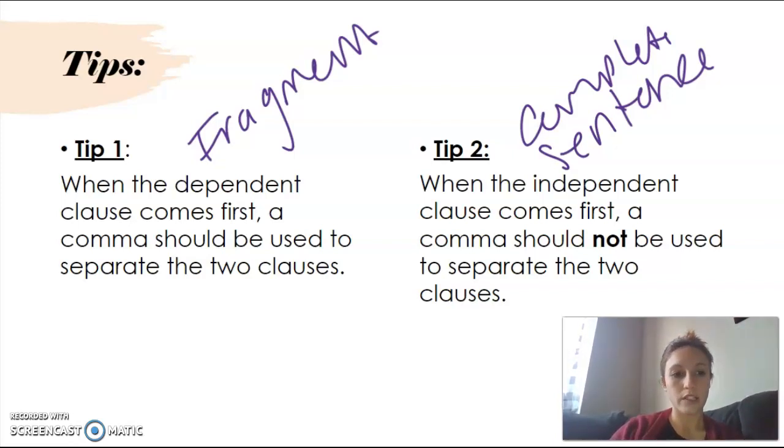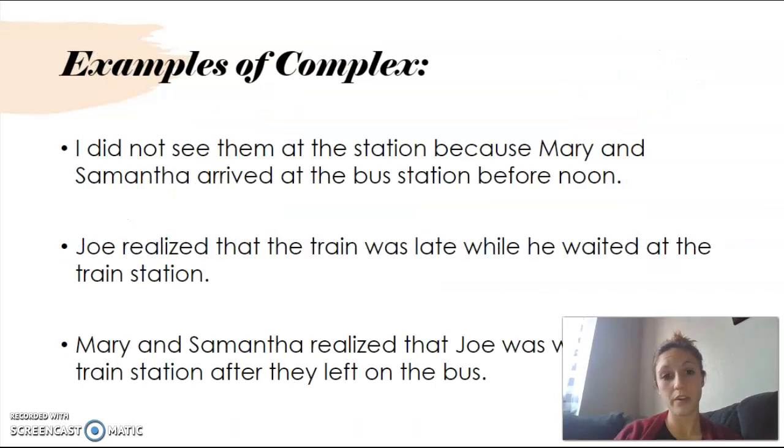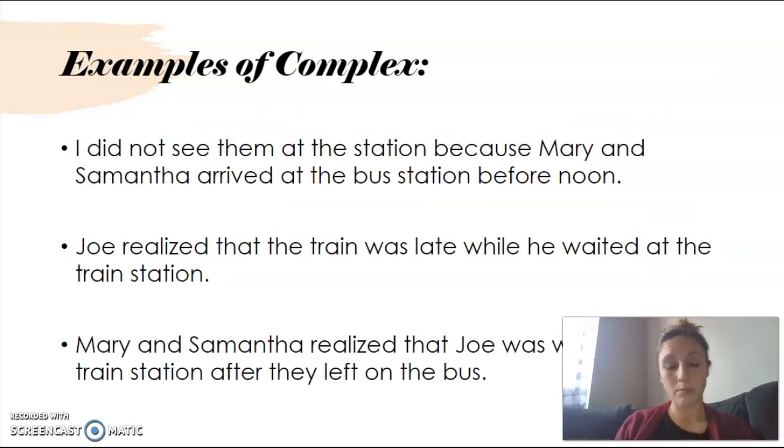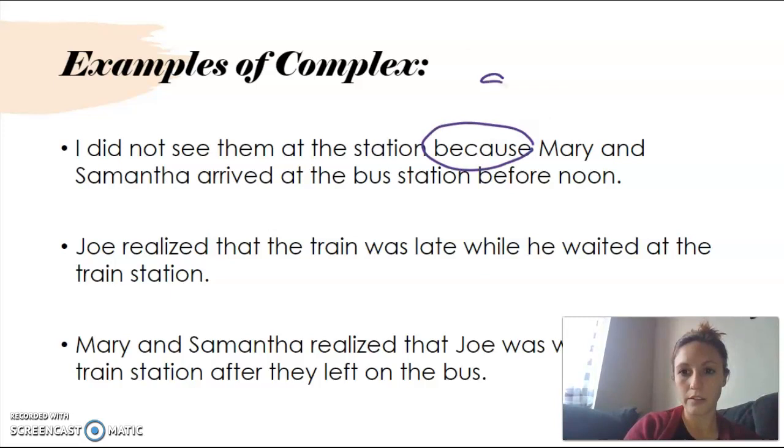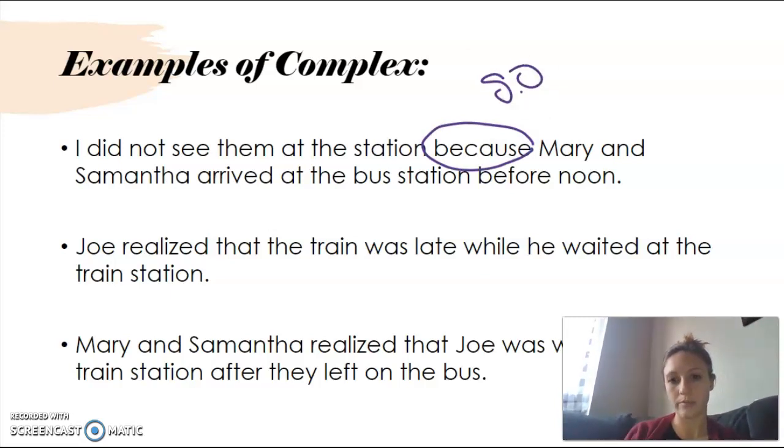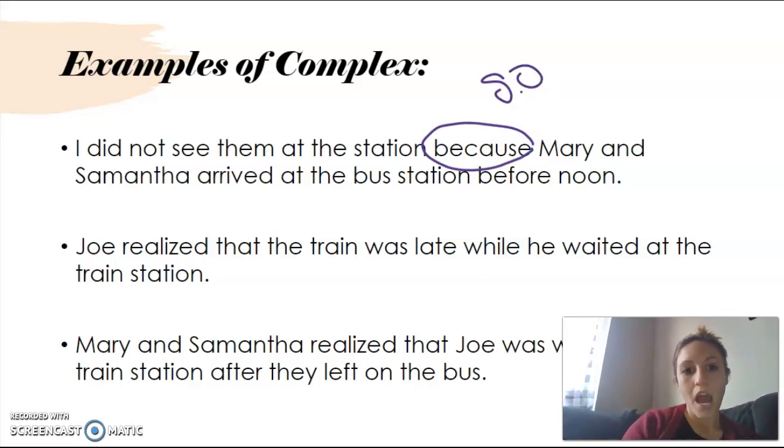So let's look at some examples here. We have a few different ones, just to give you a variety, because these are a little tricky. I did not see them at the station because Mary and Samantha arrived at the bus station before noon. Okay, well, this is a long sentence and it's combined with a conjunction, because this is a subordinating conjunction. Okay, so: I did not see them at the station.